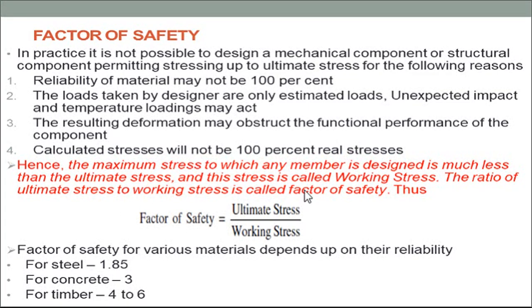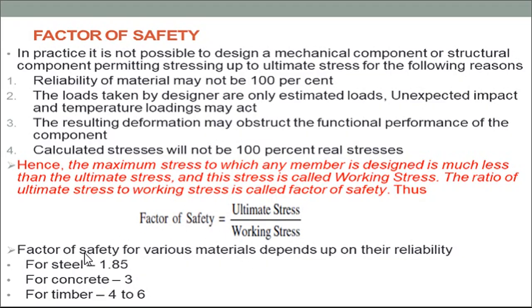That particular stress is called the working stress. For the design of any member, whether structural or a machine part, we take the working stress, which is less than the ultimate stress. That's why we define the factor of safety as the ratio of ultimate stress to working stress. So factor of safety is equal to ultimate stress divided by working stress.